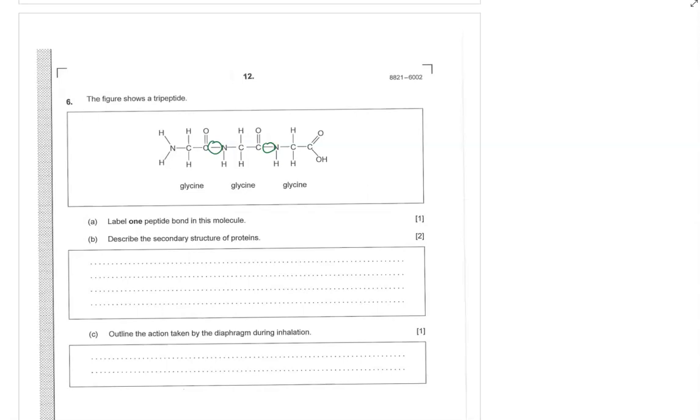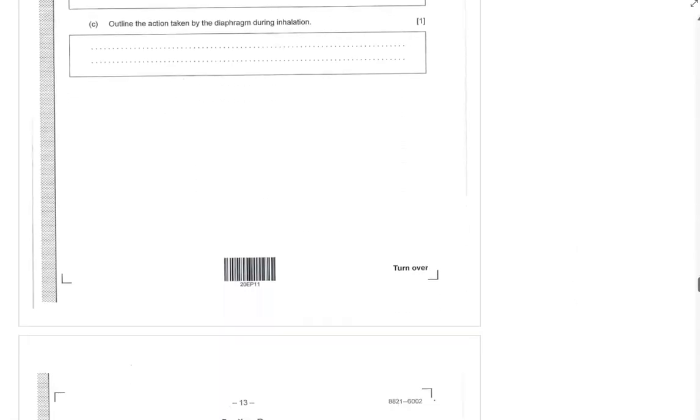And then a kind of a random extra bit, outline the action taken by the diaphragm during inhalation. That's kind of come out of nowhere, hasn't it? So the action taken by the diaphragm during inhalation is that it contracts and flattens, and that increases the volume of the thorax. Okay, and that's the end of that.